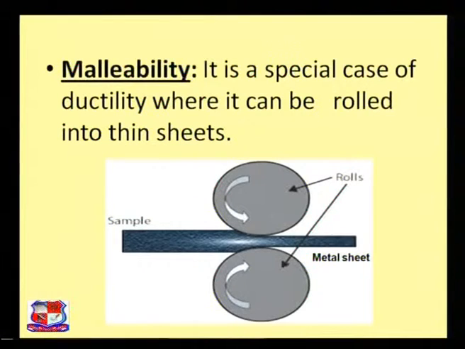Now the another property is malleability. It is a special case of ductility where it can be rolled into thin sheets. Now observe carefully this particular figure which is shown below.